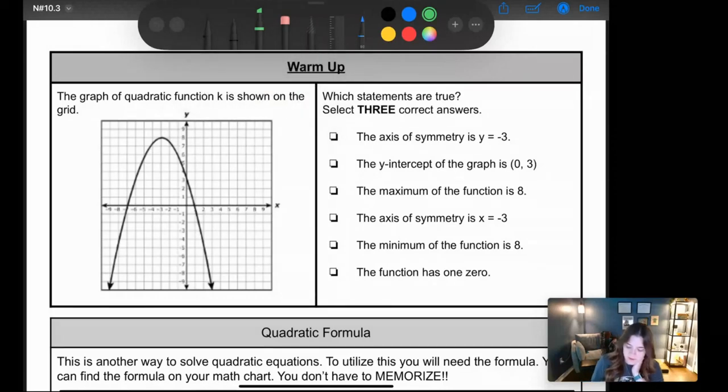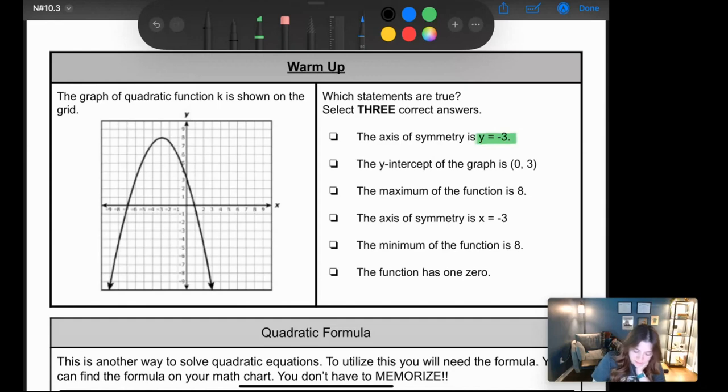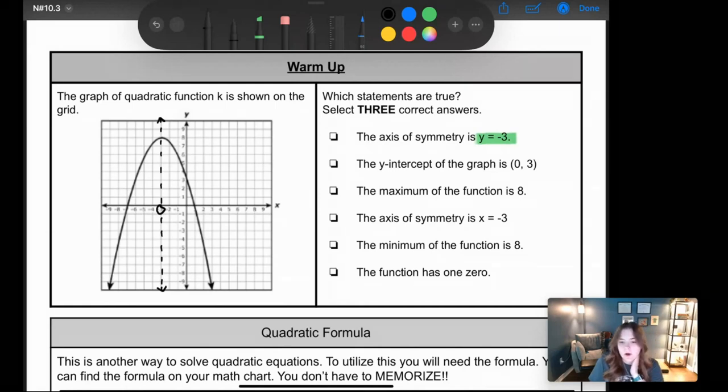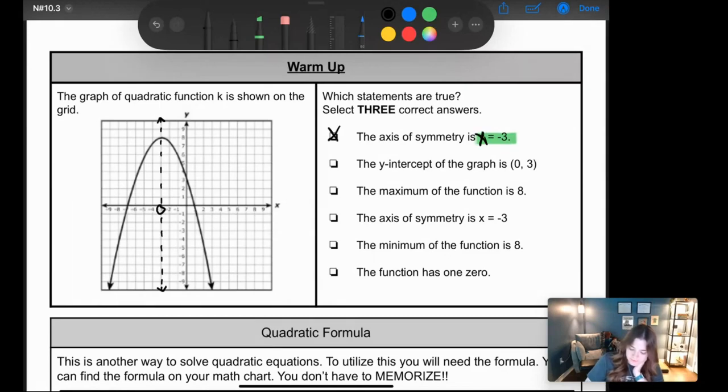It says the axis of symmetry is at y equals -3. Well, let's go check that. Remember, the axis of symmetry is the line that goes right through the center of the graph. Okay, so let's see. It is at -3, but -3 on which axis? Not the y-axis. So that is not true. Okay, that's not it.